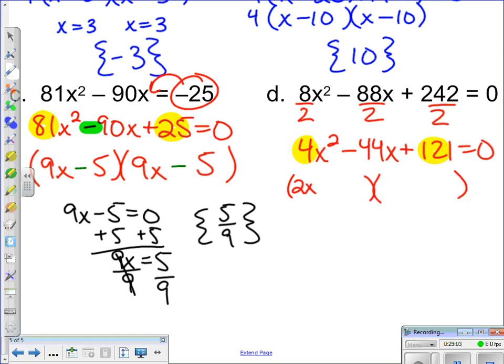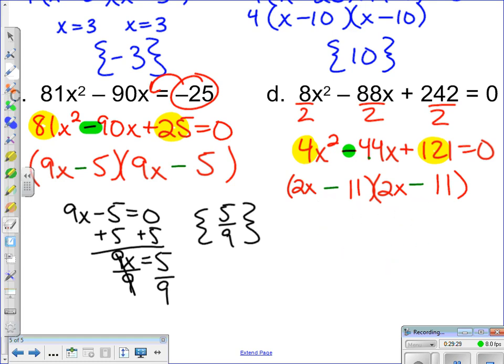4 is 2x, 2x. 121 is 11 times 11. If I want that negative in the middle, I'm going to have to put two minus signs. And if I double check, 2 times 11, that's negative 22. 2 times 11 is another negative 22. That does equal the 44 in the middle. So this is the correct factoring.